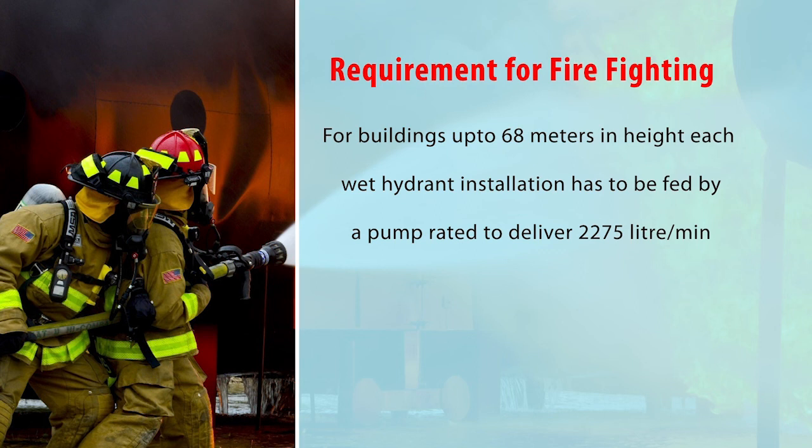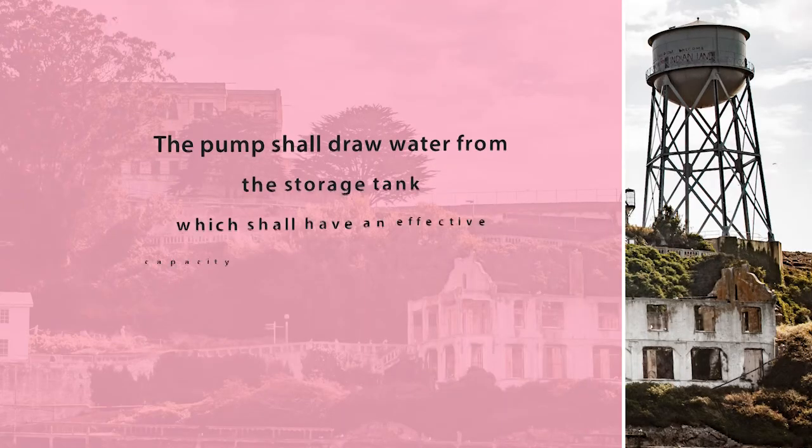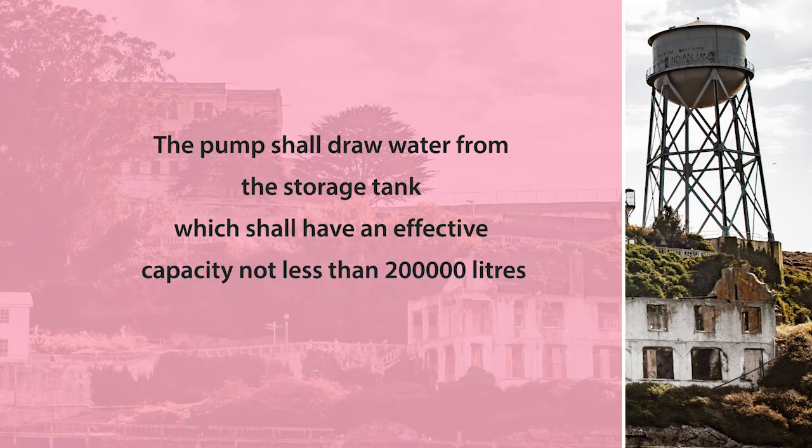For buildings up to 68 meters in height, each wet hydrant installation has to be fed by a pump rated to deliver 2,275 liters per minute. The pump shall draw water from the storage tank, which shall have an effective capacity not less than 2 lakh liters.